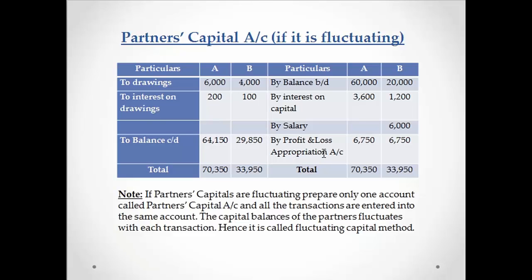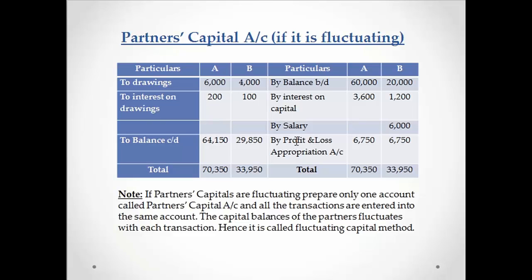When I am writing by profit and loss appropriation account, the meaning is that this is the amount of divisible profit taken from the profit and loss appropriation account. From the divisible profit, A is getting a share of 6,750, and B is also getting a share of 6,750, and these items are recorded on the credit side in a partner's capital account if the capitals are fluctuating. I hope these items are okay for you.